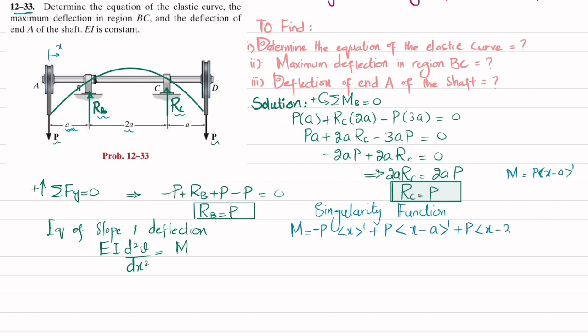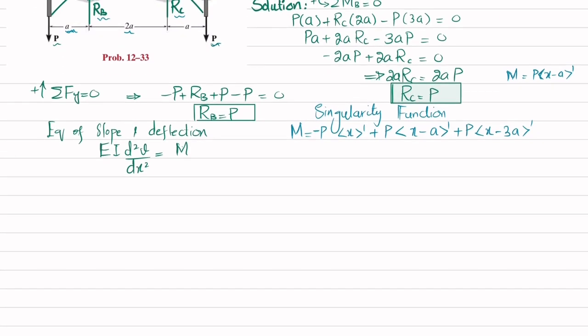So (x − 3a)^1. And we will neglect the last one. Okay, so this is your moment equation. If you further simplify it, you will get moment is equal to −P·x + P·(x − a) + P·(x − 3a). Now you can put this equation over here.